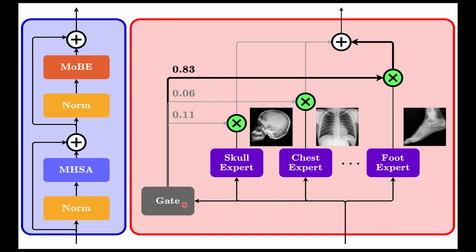So shared findings like general bone density or soft tissue swelling can still bleed across experts, but each anatomical region gets its own dedicated representation pathway. No more drowning out, no more feature interference. And crucially, these experts are placed in the later transformer layers where the model is already working with higher level semantic features, not raw patches.